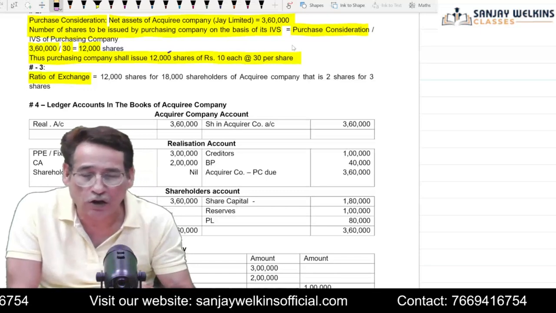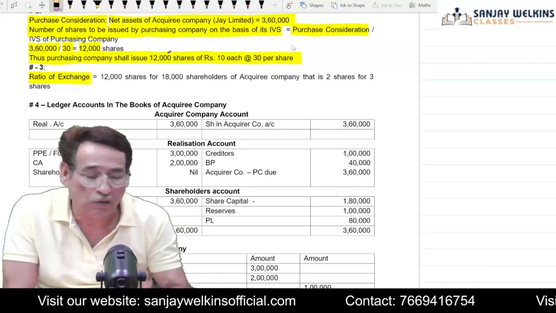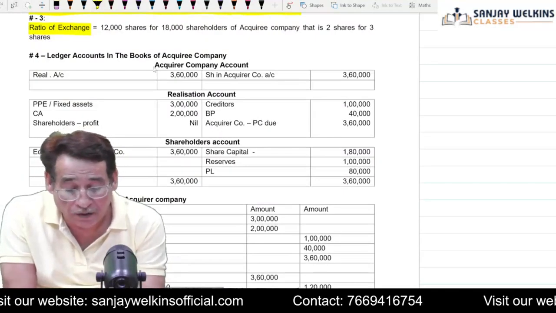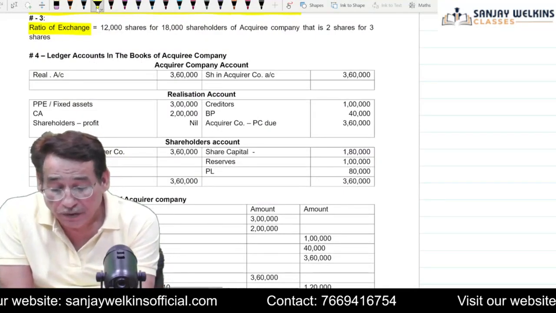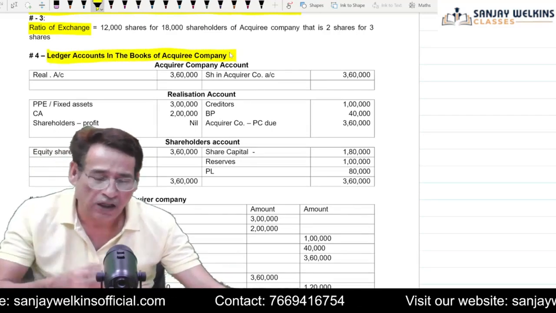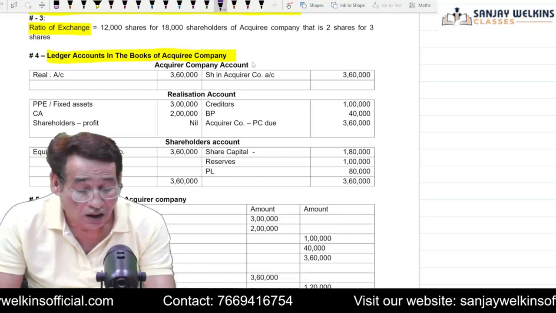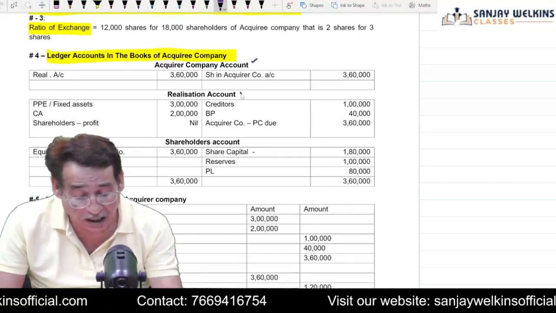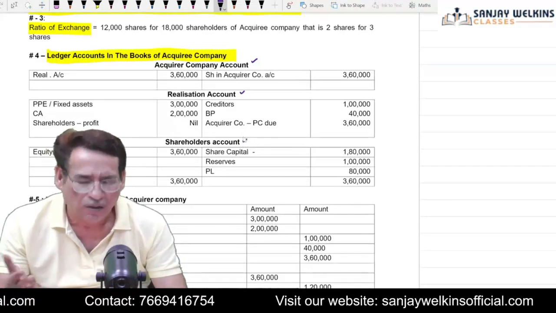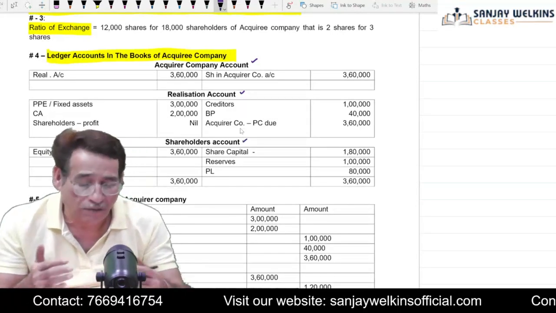And through the intrinsic value of share, it is decided how many shares the purchasing company will issue to what we call the vendor company to discharge the purchase consideration. Now, in the books of the acquiree company, just to make things a little more clear, I've already told you, first of all, we are going to prepare 4 accounts: acquirer company account, realization account, cash account. But intentionally I haven't prepared the cash account in this particular question because I don't think it will be needed. How I came to that conclusion, I will let you know in a short while.